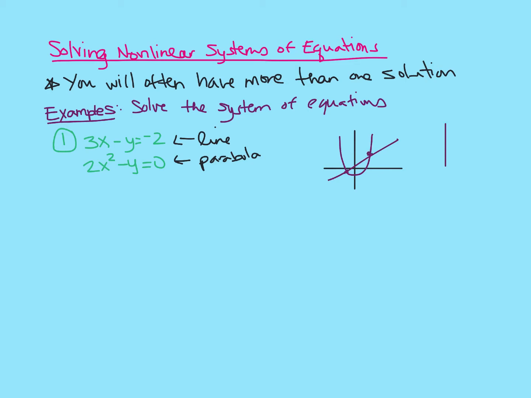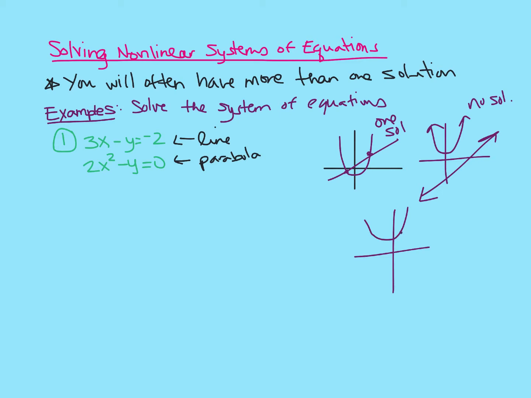You can have something like this. In that case, you would have no solution. This one has one solution. And the other option, this one is a little bit more rare, where you only touch it at one point. And I just realized I wrote 1 up there. So you can have either 0, 1, or 2 solutions. Just kind of think about what it's going to look like.